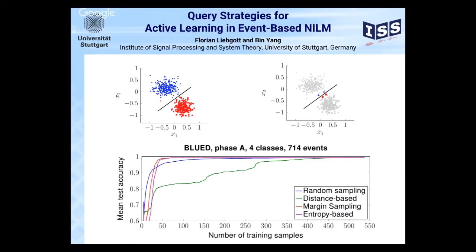Here you see one result on the BLUED data set, phase A. If you also want to see phase B, then come take a look at my poster.